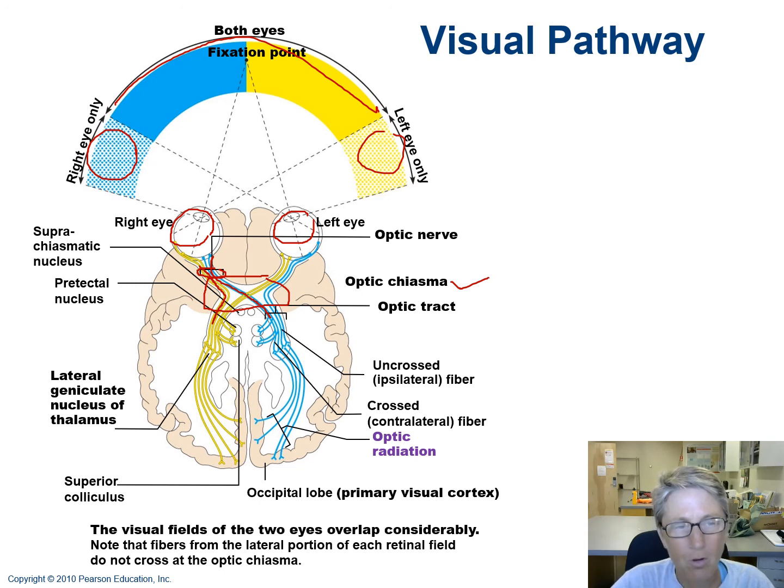you have these nuclei, so the suprachiasmatic nucleus, the pretectal nucleus, the lateral geniculate nucleus of the thalamus, the superior colliculus, all these places where you can synapse on your way to get information back here to the occipital lobe, or the primary visual cortex.